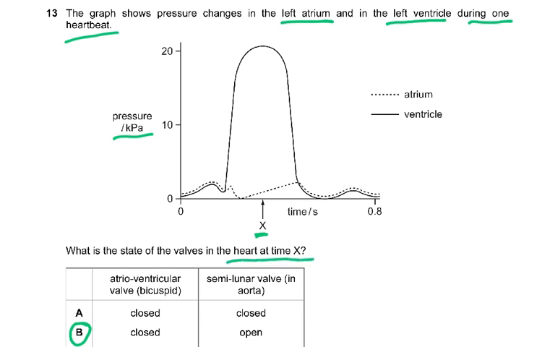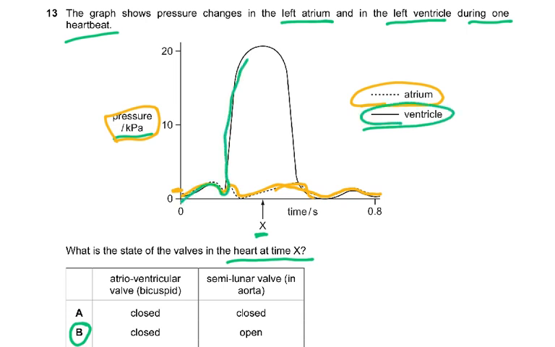Now, what do we have here? We have the atrium here, and this is the atrium pressure, which is a very low pressure part of the heart, up to this mark. Then we have the ventricle, which I'm coloring in green, and you can see how the pressure is rising and then falling because the ventricle is emptying, and then of course the cardiac cycle takes place. Now it says, what is the state of the valves at X?